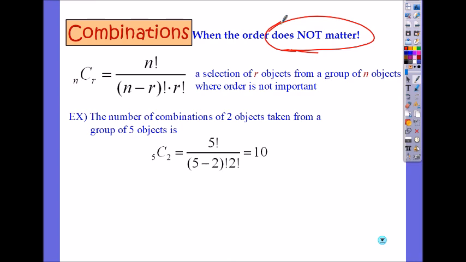So then, there will be fewer outcomes with combinations. So you divide by r factorial again. That's the difference, okay? So let's look at an example.